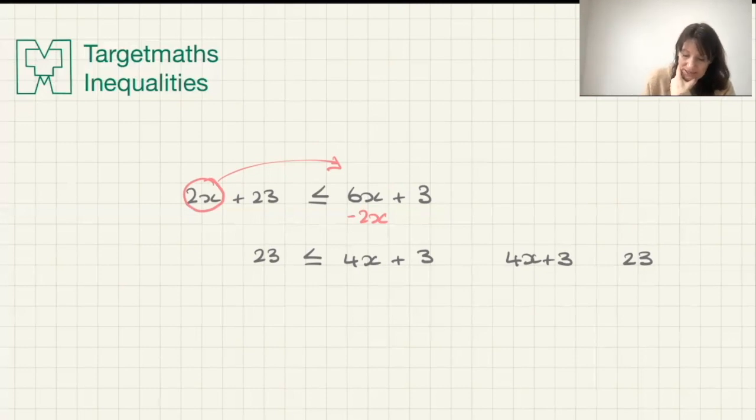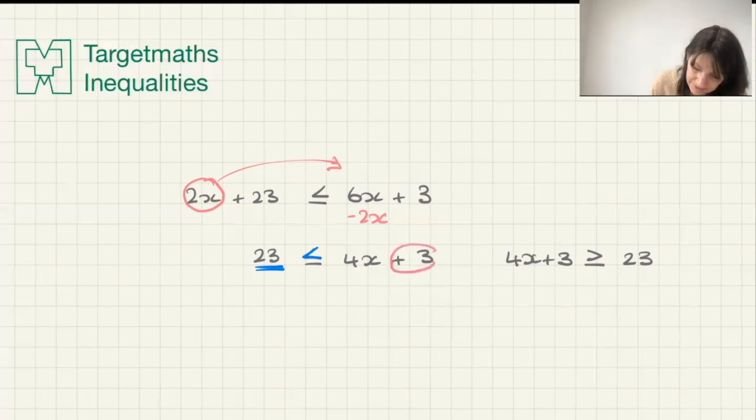I can't leave the symbol looking like that, because if you look closely, this symbol is no longer pointing at 23. So if I'm going to do that, I must remember to put the sign back the way that it was. It was pointing at 23 and it must stay that way, okay? Right, let's work on this.